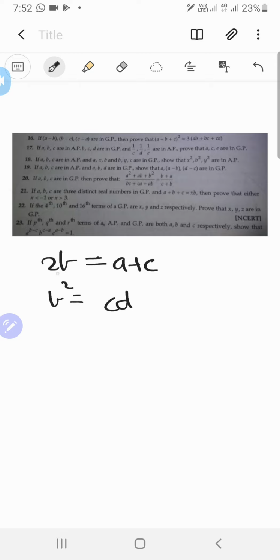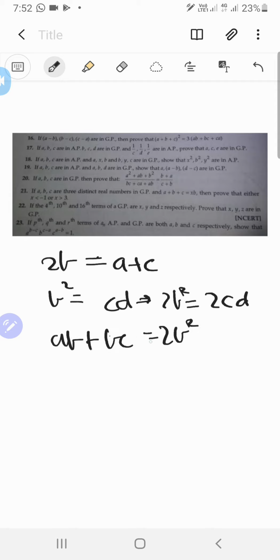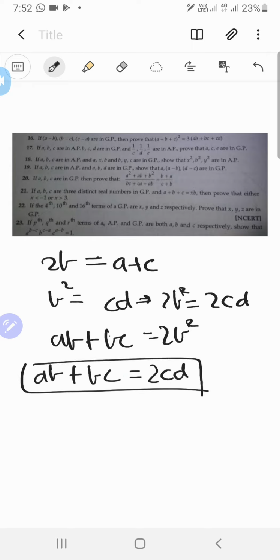Let's try it out. So when we multiply this by B squared, that gives me 2B squared is equal to 2CD, and then multiply this by B squared, you will get AB plus BC equals 2B squared. So from this we can get that AB plus BC is equal to 2 times CD. Nothing very powerful yet, but that is our first equation. Let's get some other equations.